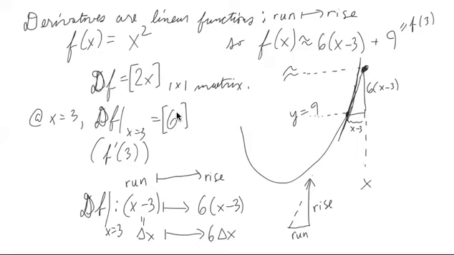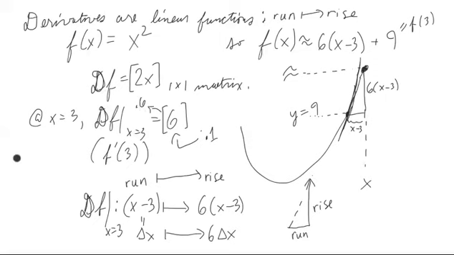If we input a run, we should output a rise. So let's suppose that we input 0.1 as our run. So if we have coming in 0.1, what is our rise? Our rise would then be just 6 times 0.1, which is 0.6. So we would rise by 0.6.